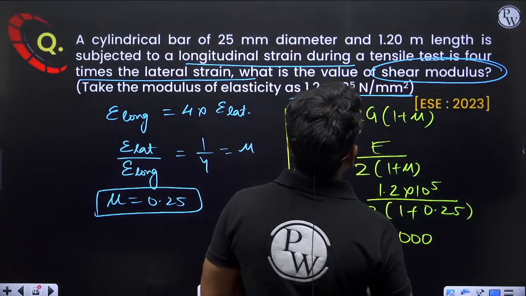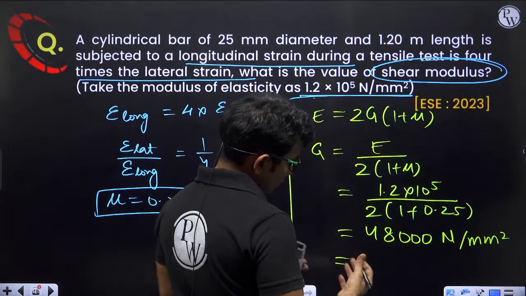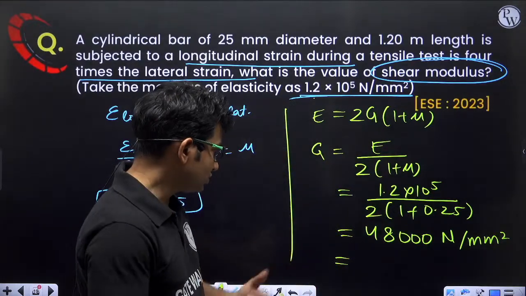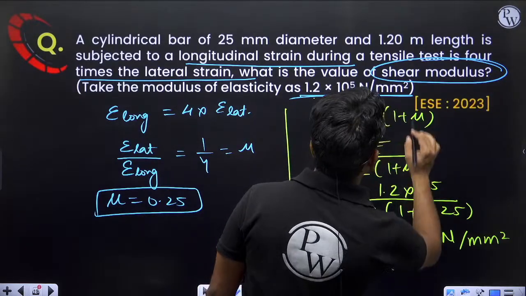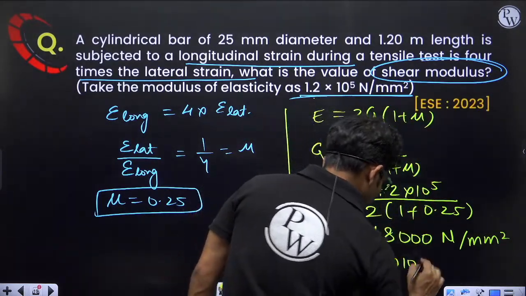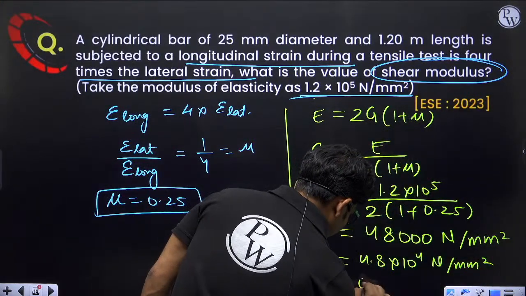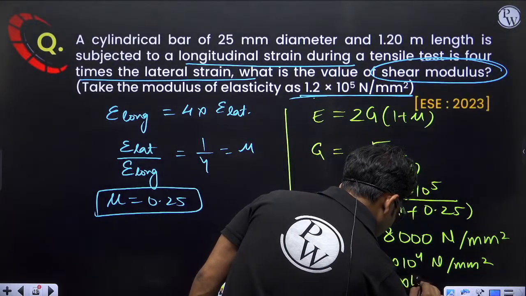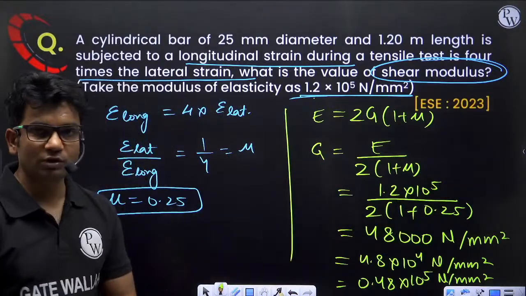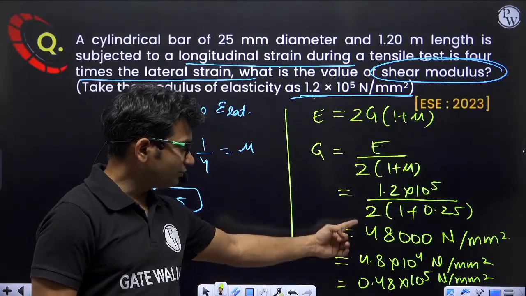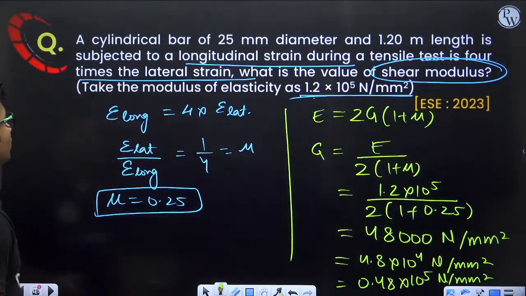48,000 Newton per mm square. So according to the option, we have to choose the answer. Maybe the options will be 4.8 into 10 to the power 4 Newton per mm square, or 0.48 into 10 to the power 5 Newton per mm square. Since options are not given, we cannot verify, but out of these three, if any option is there, that option will be correct. Okay, let's move on to the next question.